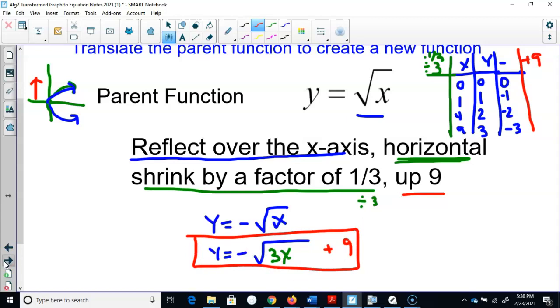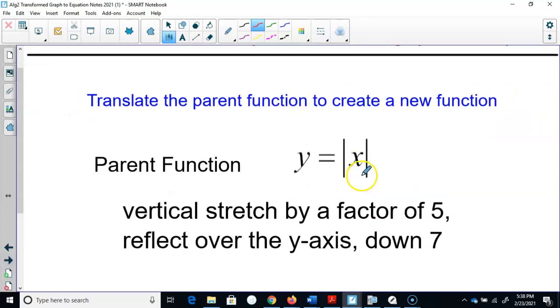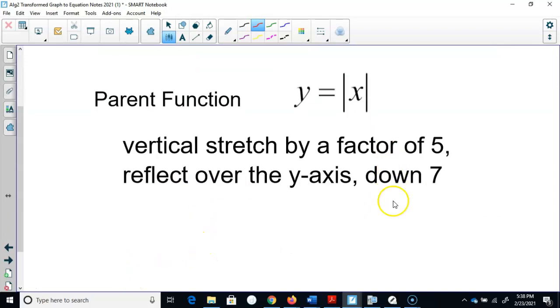Let's keep cruising, guys. Let's keep practicing more. We have the absolute value of x here. We have a vertical stretch by a factor of 5. We're going to reflect over the y-axis, and we're going to go down 7, okay? So let's think about, again, what's happening here to this table when we talk about this description.